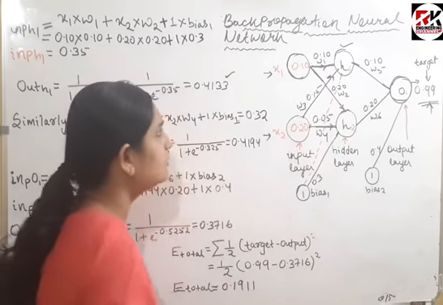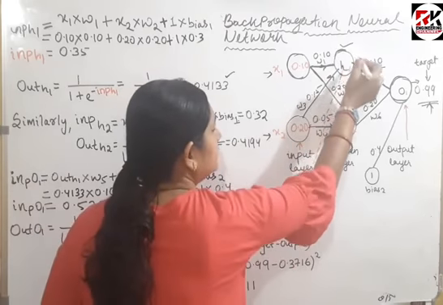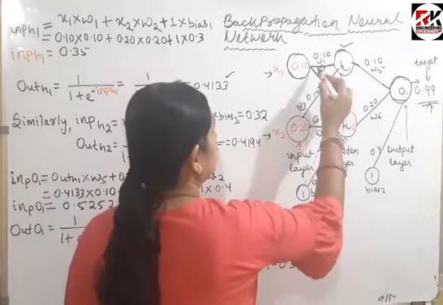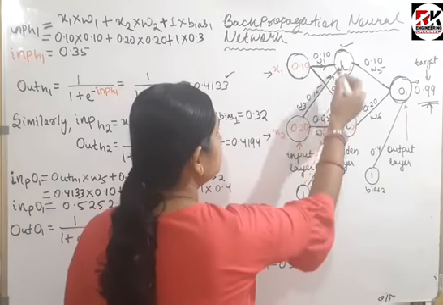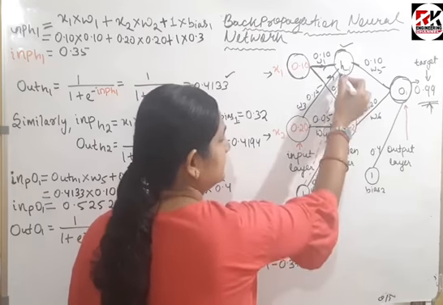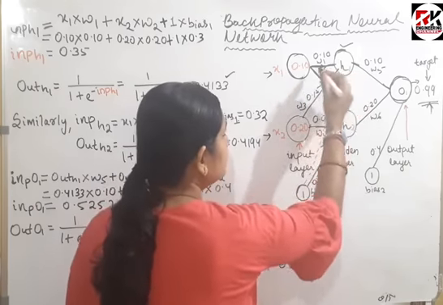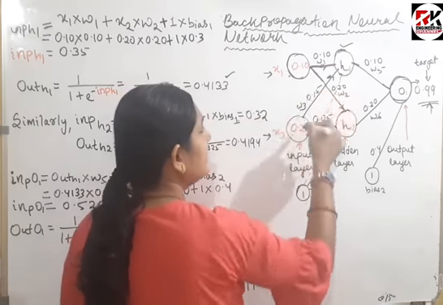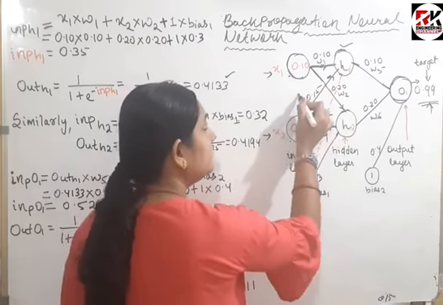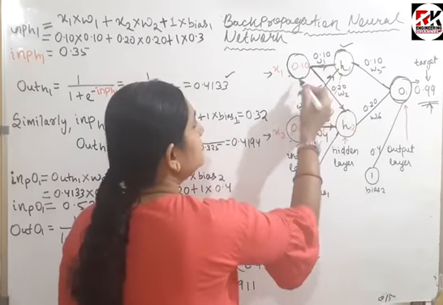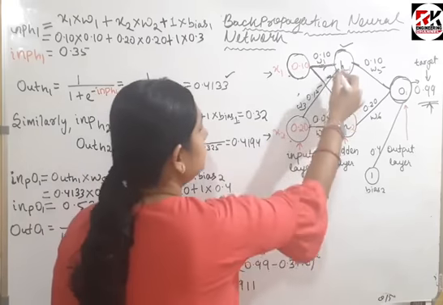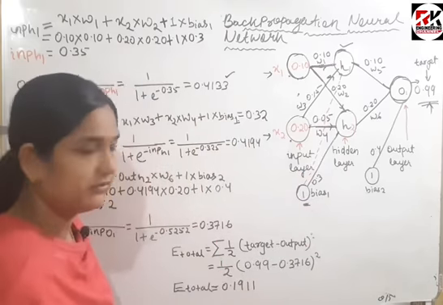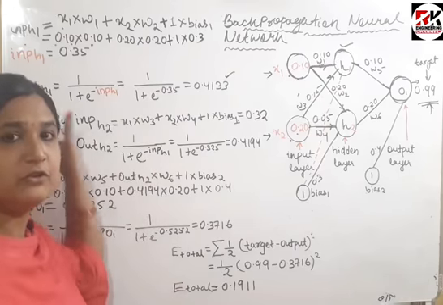Just notice the H1 node. What are the edges coming to it? This is the first edge coming to it, this is the second edge coming to it, and this one is the bias edge. Each edge has its corresponding input and its weight value. We will multiply each weight value with its corresponding input, and finally we will add the bias value.